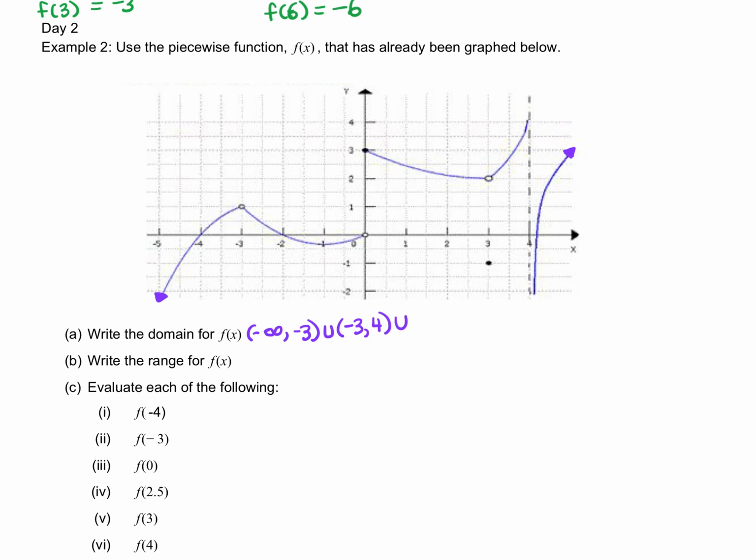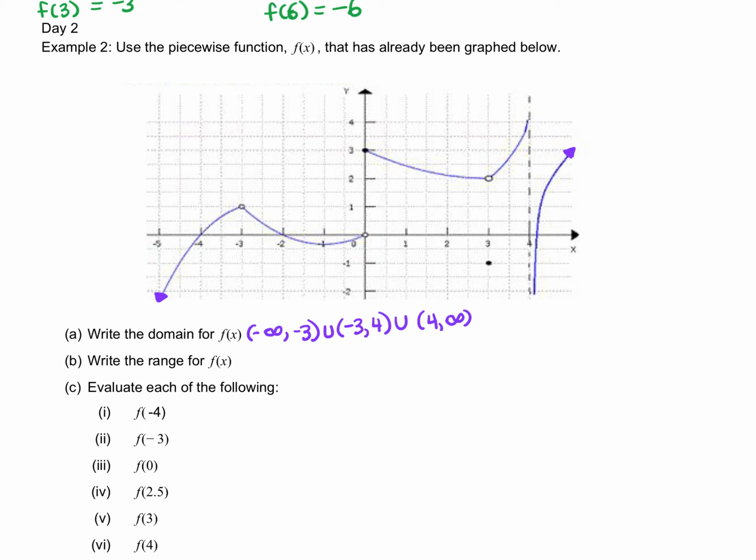And then we have an asymptote. So we'll go around the asymptote, and then we see it continues to travel all those x values, and then we have the arrow, which means it will continue to go to infinity. So our domain is -infinity to -3, -3 to 4, and 4 to infinity.